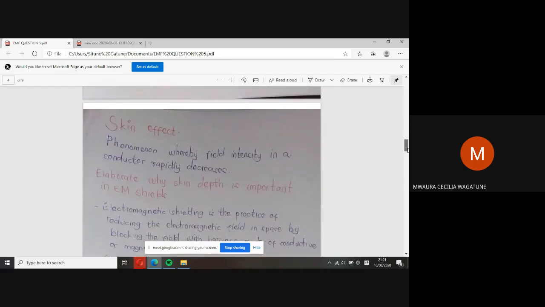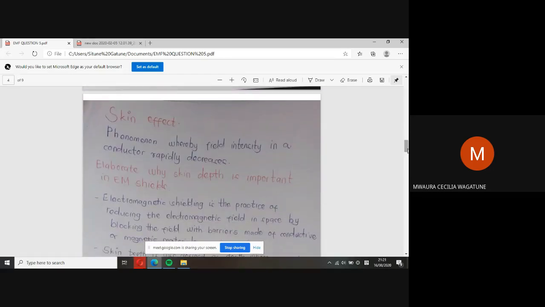Let's go to skin effect. Skin effect is the phenomenon whereby the field intensity in a conductor rapidly decreases. We have already understood what skin depth is. That feeling, quote unquote, whereby the field intensity is decreasing rapidly is what we call the skin effect.